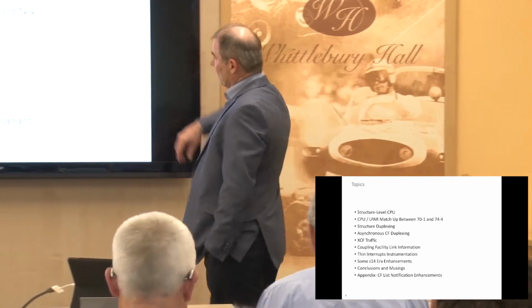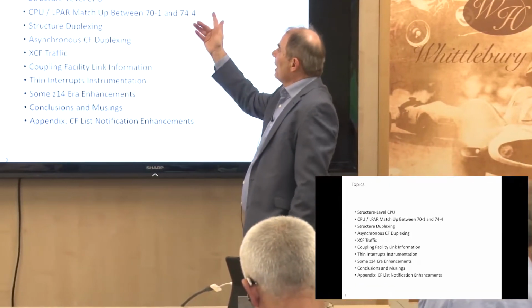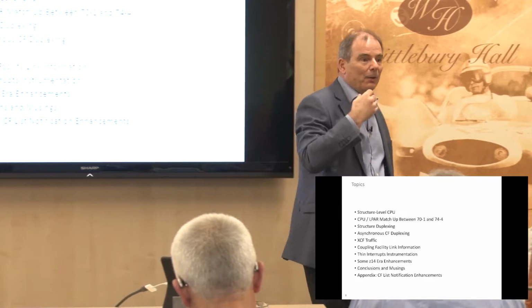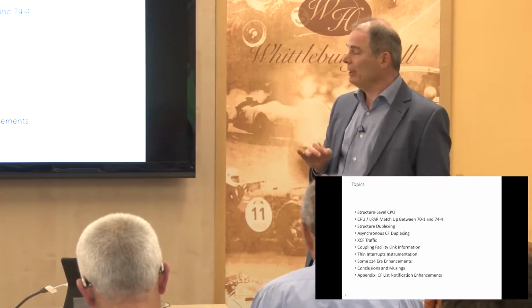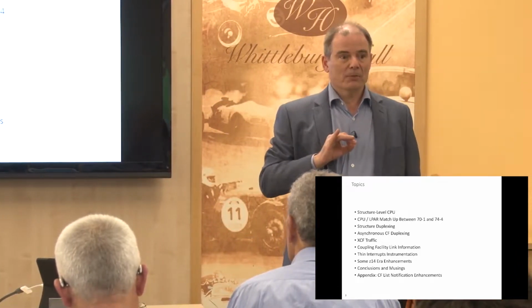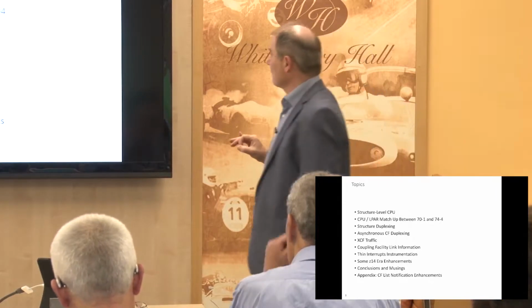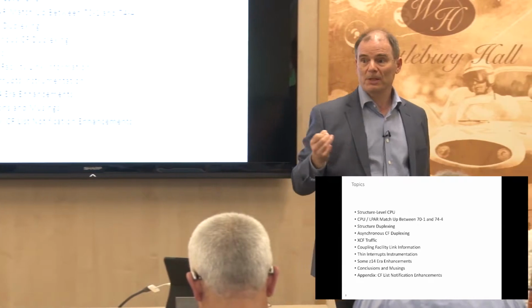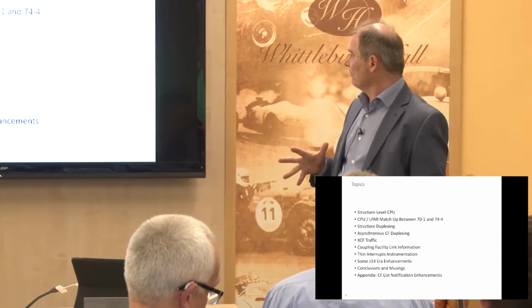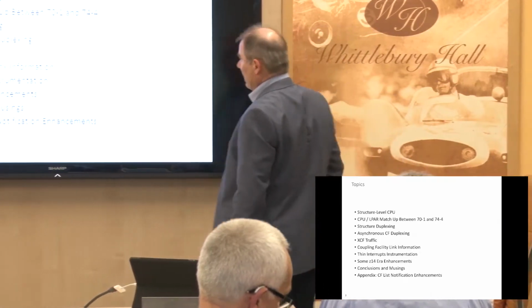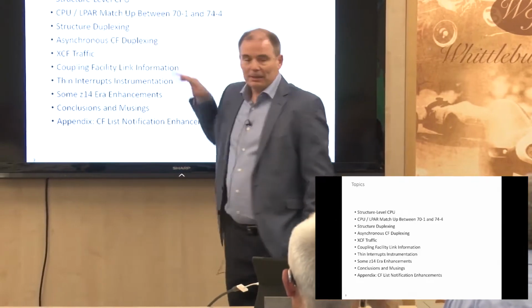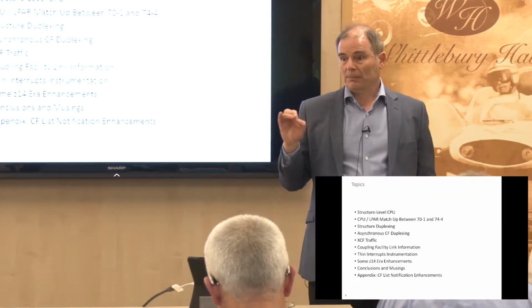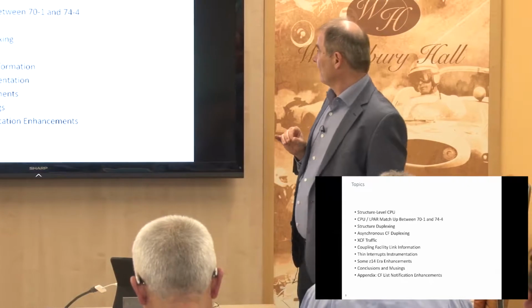So we'll talk about structure level CPU, and then I'm going to talk a bit more about the matchup between the partition data report view of CPU for coupling facilities and their internal view, which is the 70 subtype 1 and 74 subtype 4 views respectively. We'll talk about structure duplexing and a little bit about async coupling facility duplexing as the new big thing.